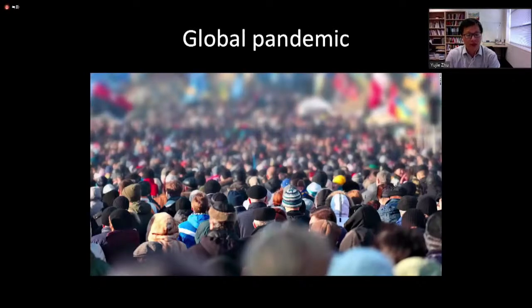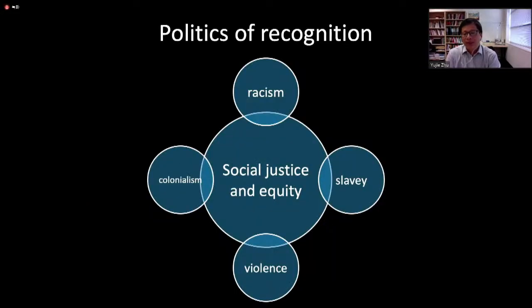Some are historical wounds due to colonialism and wars in the past, while others are ongoing issues such as cultural imperialism, capitalism, and climate change. Similar to the recent discussion about Black Lives Matter, we need to engage with the politics of recognition in heritage interpretation, as it's fundamental to social justice through addressing issues such as racism, colonialism, slavery, and violence.